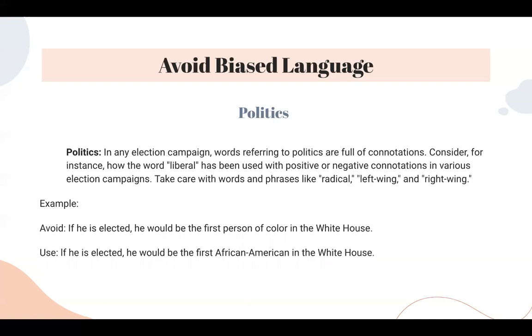Politics. In any election campaign, words referring to politics are full of connotations. Consider, for instance, how the word liberal has been used with positive or negative connotations in various election campaigns. Take care with words or phrases like radical, left wing, and right wing. For example, avoid: if he is elected, he would be the first person of color in the White House. Use: if he is elected, he would be the first African American in the White House.